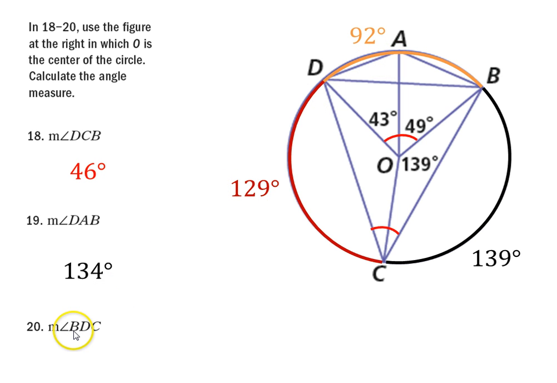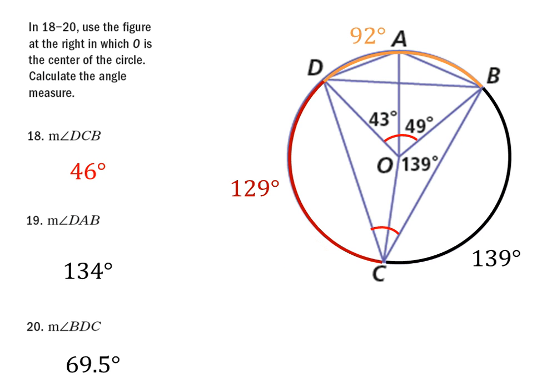Lastly, we have to find angle BDC. So we have to find this angle measure right here. Well, this inscribed angle opens up and intercepts the arc 139. BDC, right here, intercepts the black arc. And again, the relationship between the intercepted arc and its inscribed angle is that the intercepted arc is twice the inscribed angle, so the angle is half of 139, which is 69.5 degrees. So BDC is 69.5 degrees.